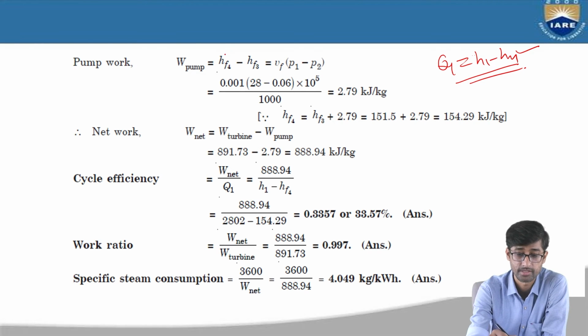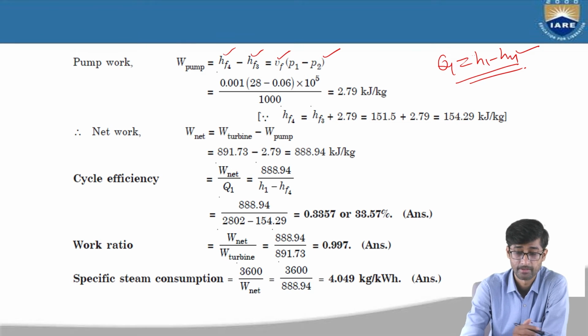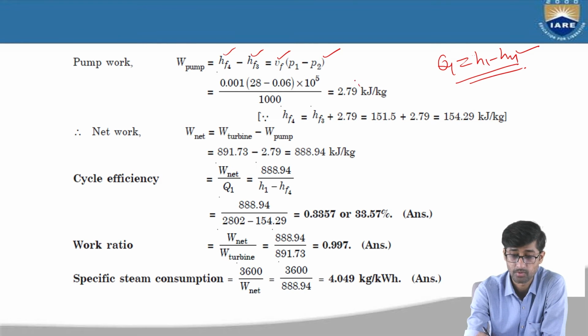The pump work is equal to H4 minus H3, and that equals VF into P1 minus P2. We have discussed this in the previous numericals, previous problems. So from this you calculate the pump work. What is the value of VF at 0.06 bar pressure? Put it here. And what is the pressure? P1 is 28, pressure P2 is 0.06. Then we will calculate the value of pump work.